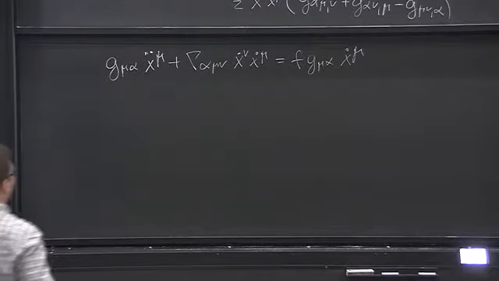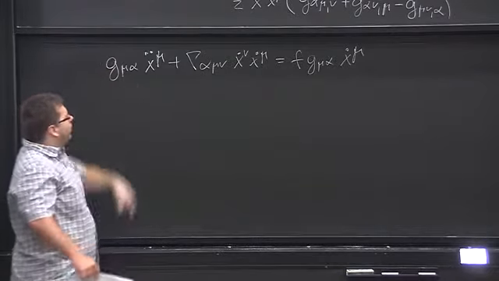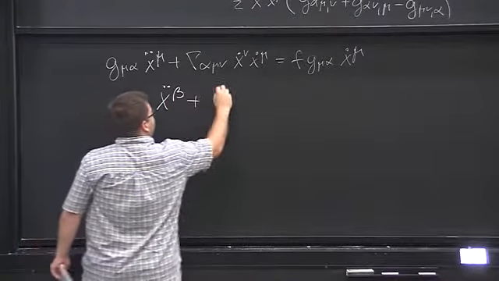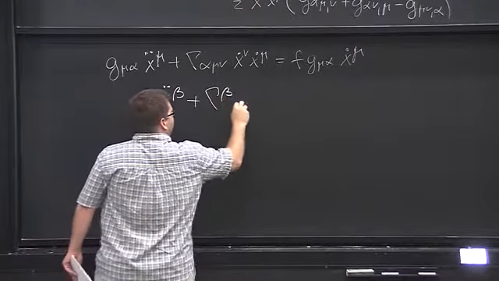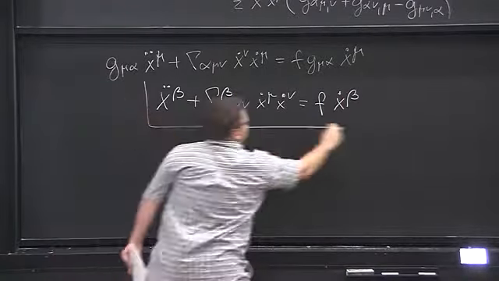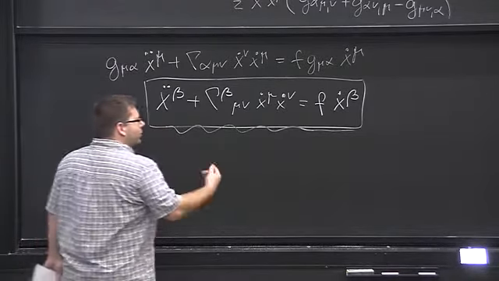Obviously, we can now raise the index. So I can multiply everything by g^{αβ}, with the index upstairs, and then you find that ẍ^β + Γ^β_{μν} ẋ^μ ẋ^ν equals f ẋ^β. So this is the equation which follows from varying this action using any parameter lambda. And if you write it in covariant way, of course, this is nothing else than the geodesic equation, however now with this non-trivial right-hand side.